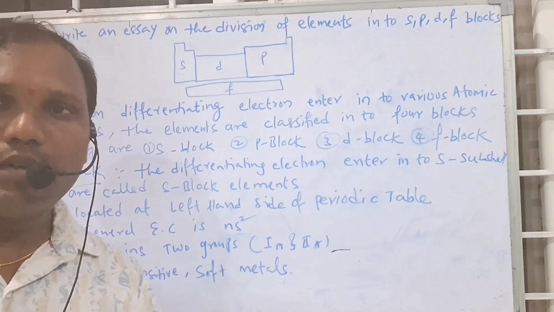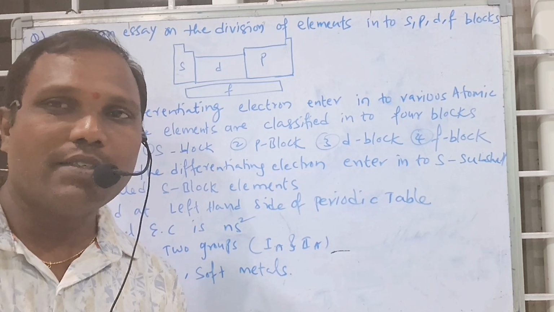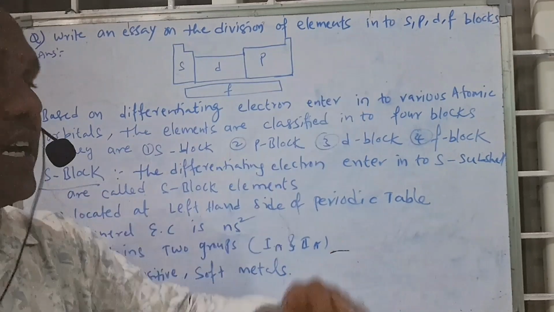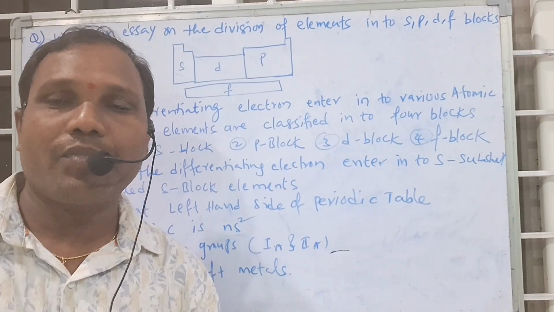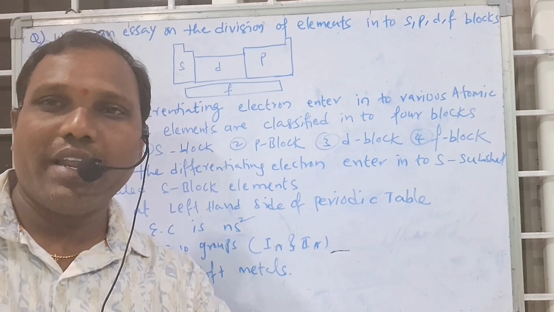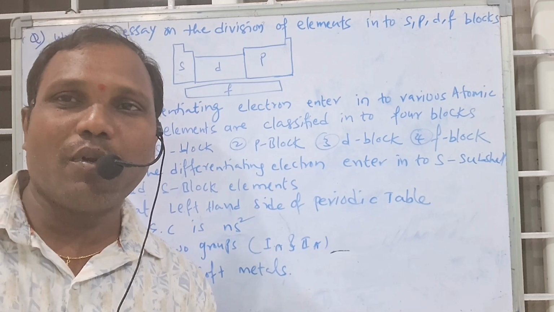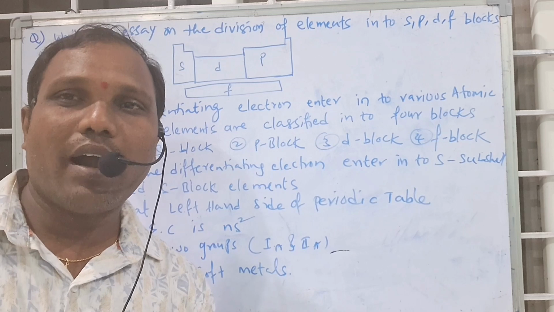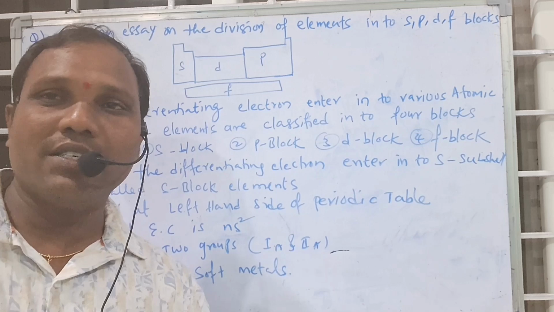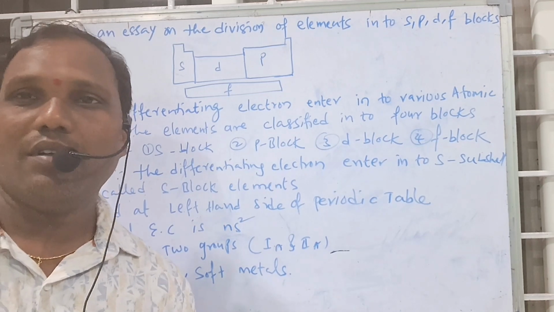Dear students, now I am explaining another important 8 marks question: write an essay on the division of elements into s, p, d, f blocks. Simple answer: based on the differentiating electron entering various atomic orbitals, elements are classified into 4 blocks: s block, p block, d block and f block. Differentiating electron means the last electron. If it enters the s, p, d or f subshell, the elements are classified accordingly.